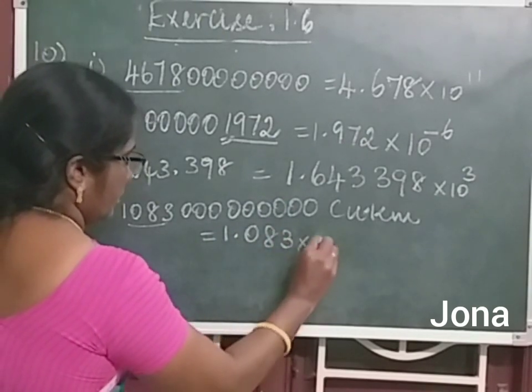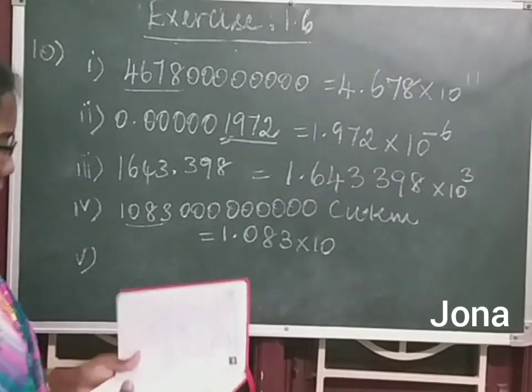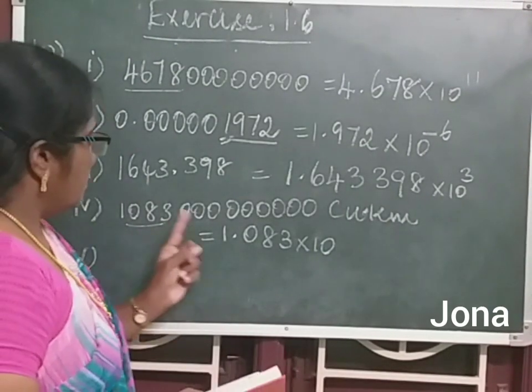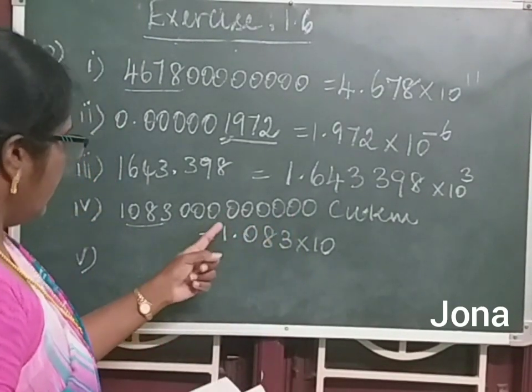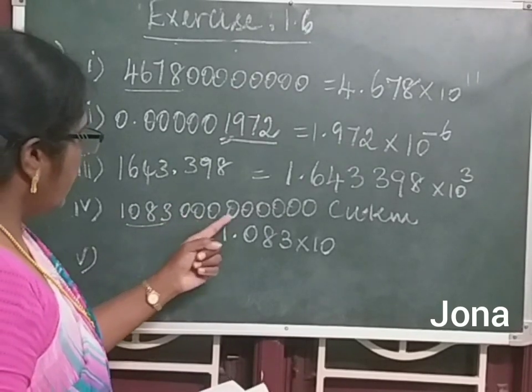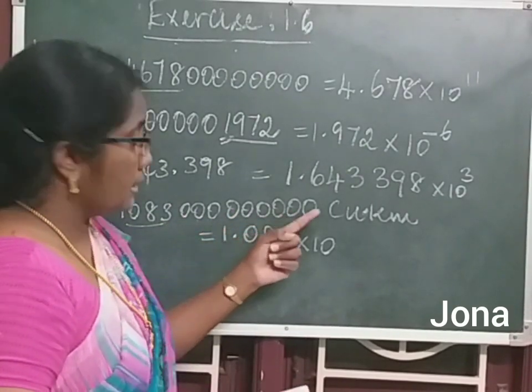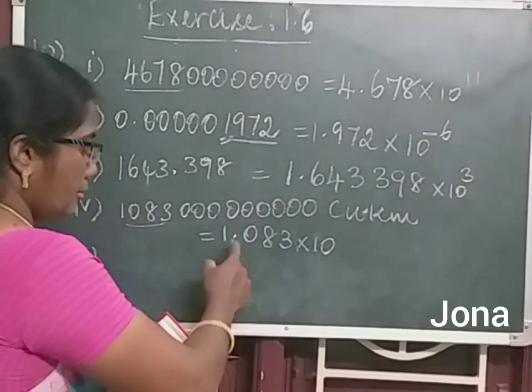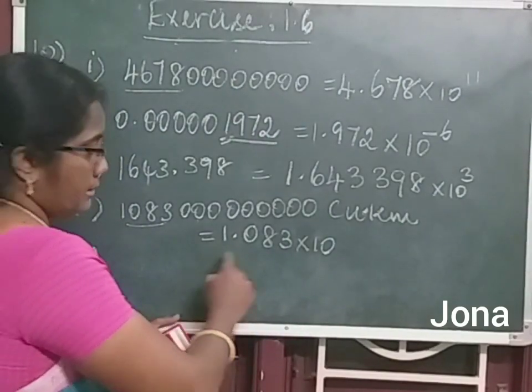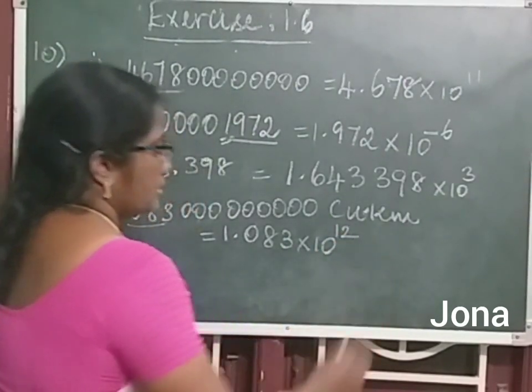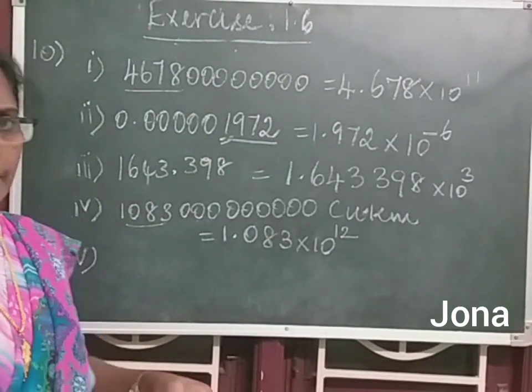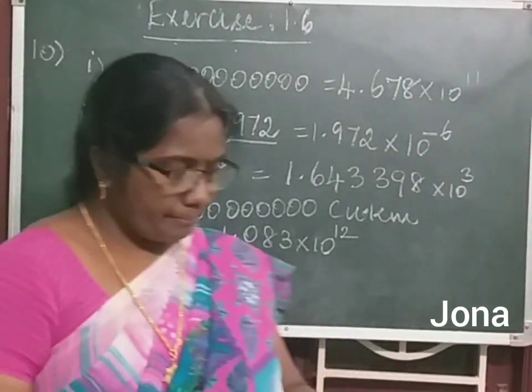1.083 into 10 power. How many digits did we count there? 4, 5, 6, 7, 8, 9, 10, 11, 12, 13 digits we have there. So after 1 digit we already have the point. So it is 10 power 12 there. Okay. The next problem is there.